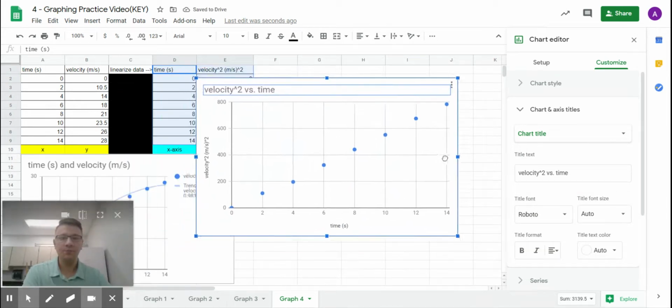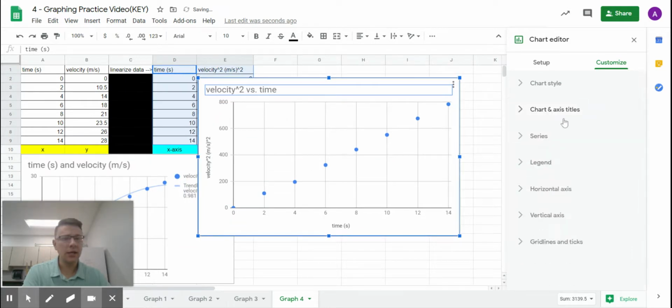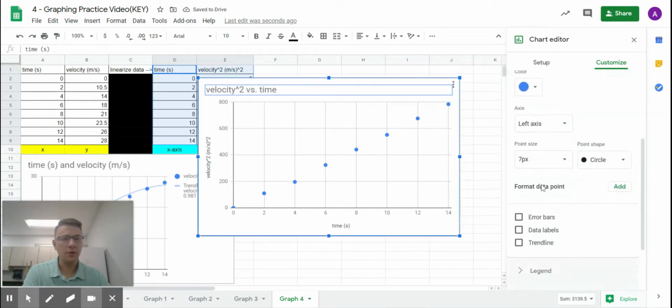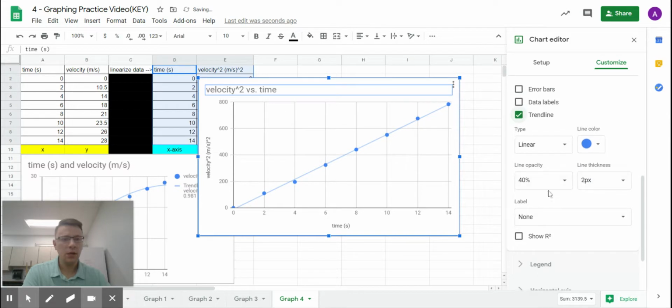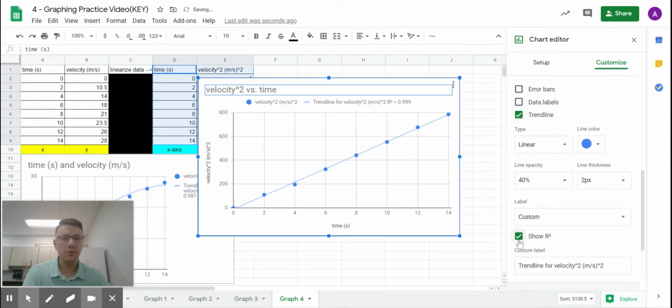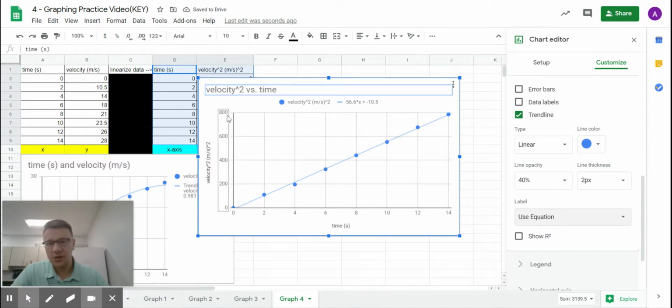All right, now let's go ahead and get our trend line on there. We'll double check the r-squared value. It's 0.999. And then we will use an equation for our label. This has a bigger scale, so notice that our slope is much larger than the last one. The slope is 56.6, and our y-intercept, it says, is negative 10.5.